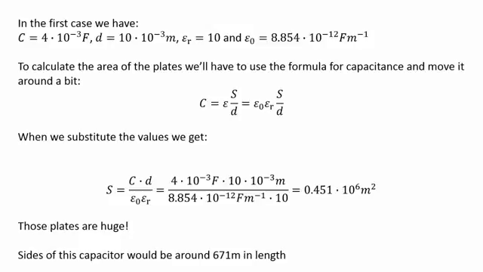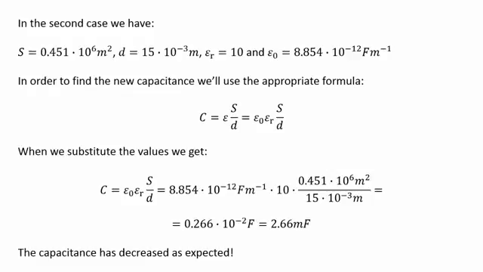When we substitute the values in it, in the end we'll get 0.451 times 10 to the 6th square meters. When you take a look at the result, you figure out that those plates are huge. Sides of this capacitor would be around 671 meters in length.